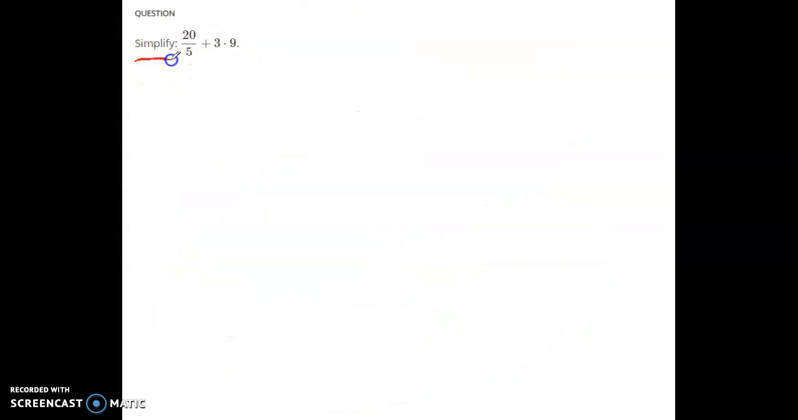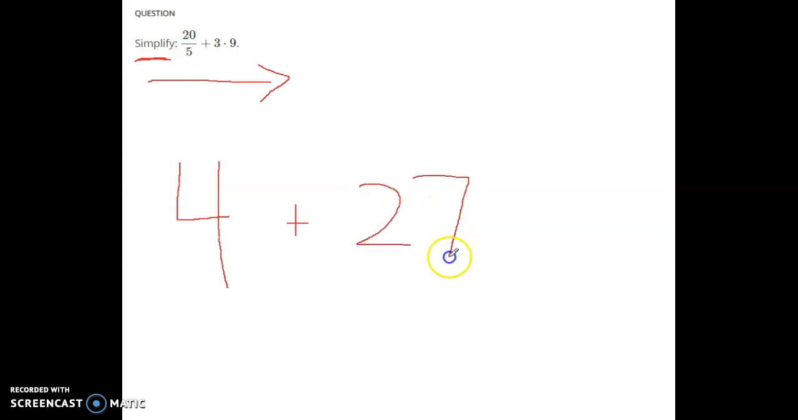For this problem, we're asked to simplify. We're going to reduce it as low as we can, basically do all of the operations and try to combine the numbers. Order of operations, I need to do multiplication and division from left to right before I do the addition. So the first division, 20 divided by 5 gives me 4. And then the multiplication gives me 27, 3 times 9. So now that I've done the division and multiplication from left to right, now I can do the addition and subtraction operations that remain. There's just one.